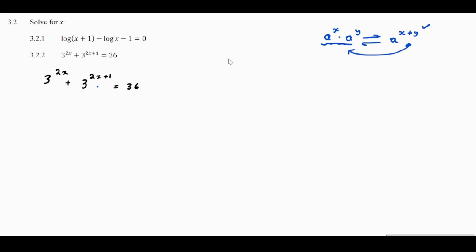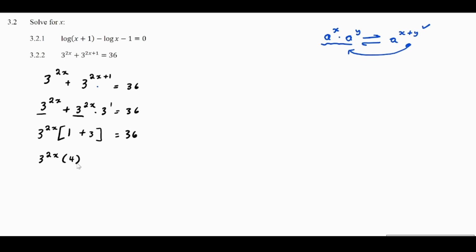All right, so let's see. I have 3 to the exponent of 2x plus 3 to the exponent of 2x multiplied by 3 to the exponent of 1, all equal to 36. Giving me a common factor of 3 to the exponent of 2x, when you take that out you'll be left with 1 plus 3. So 3 to the exponent of 2x times 4 is equal to 36.